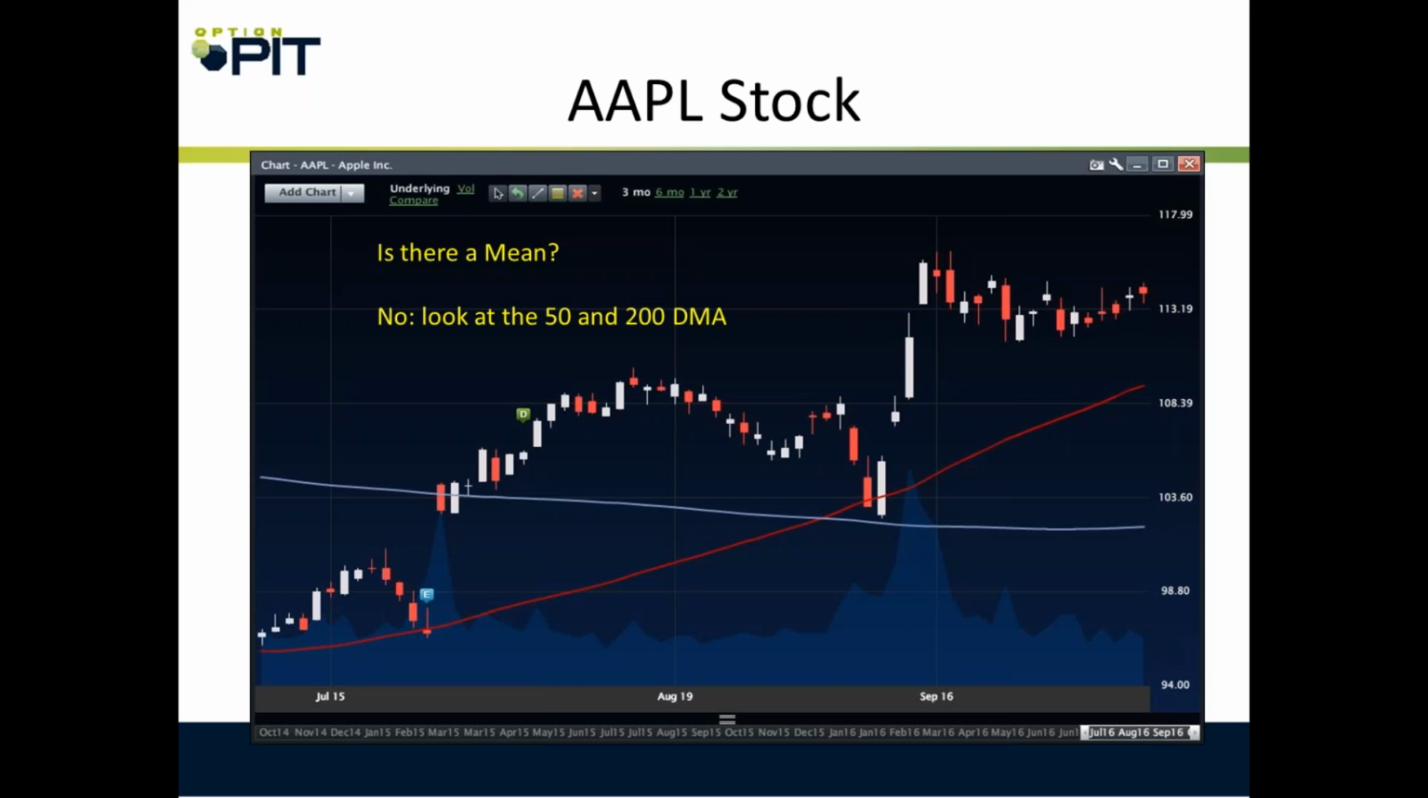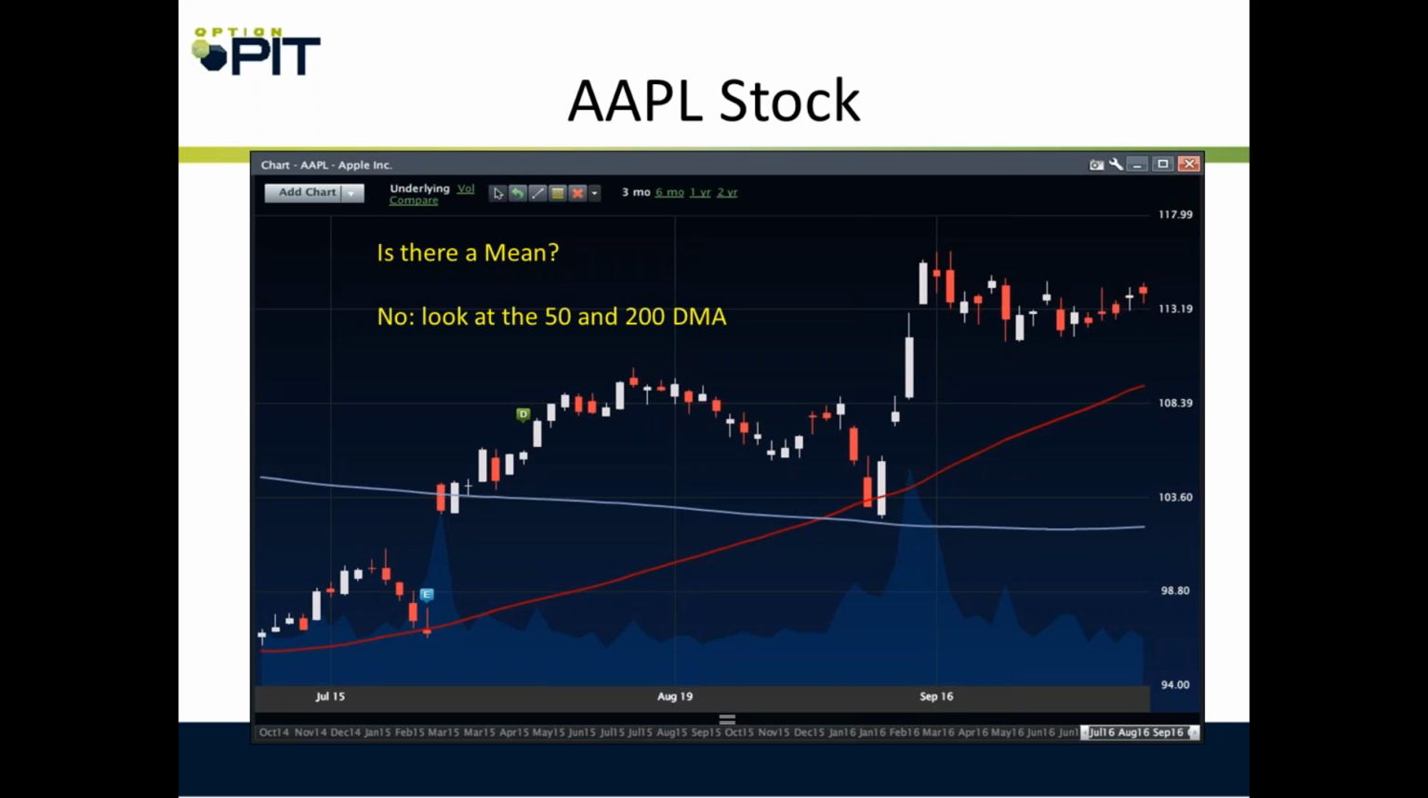So this is Apple. This is a 3-month chart of Apple. Now, if you can tell me where there's a mean there or some mean reversion over this chart, good luck. The 50-day is going straight up. The 200-day is edging lower. There is not a lot of mean reversion here. If anything, it looks like a set of stairs.